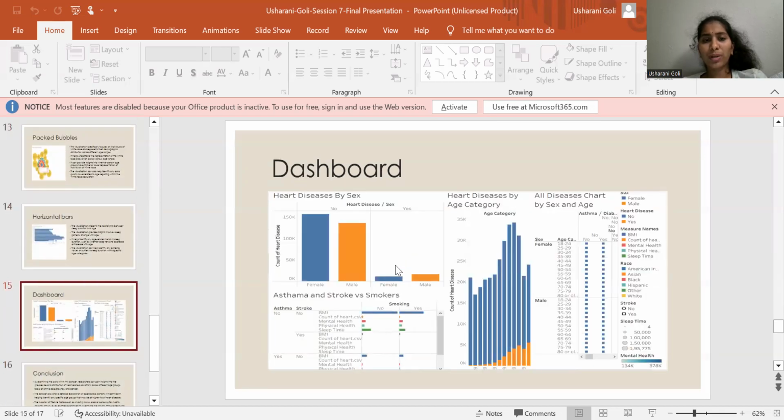Next, coming into the dashboard, it shows heart disease by sex, asthma and stroke versus smokers, heart diseases by age category, and all diseases charted by sex and age.